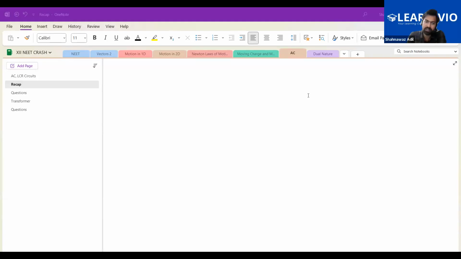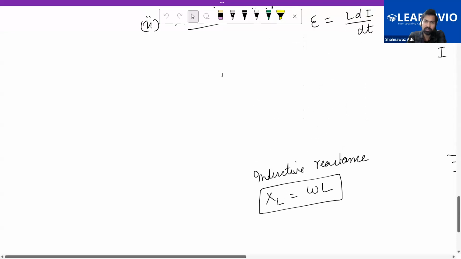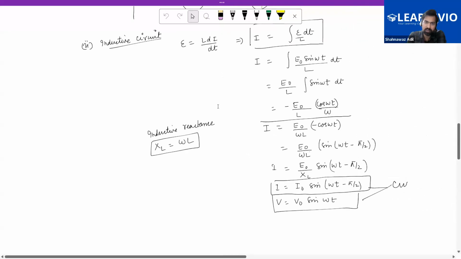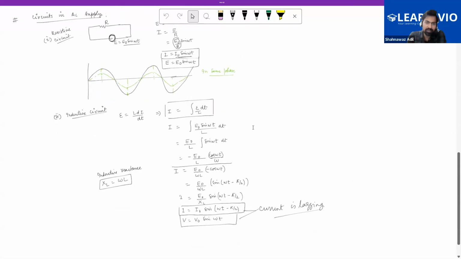The current is in the same phase with the input voltage that you are getting. And we also saw that for the inductor case, the current is lagging by 90 degrees, right? So this is the thing that we got. And then we were about to talk about the capacitive circuit, right?